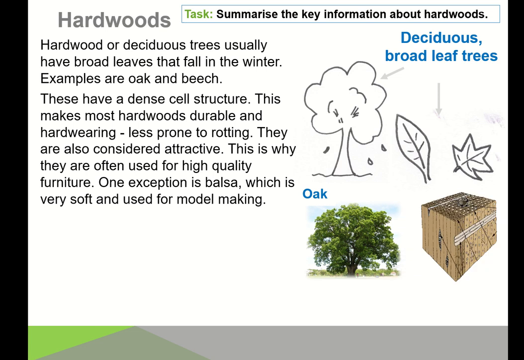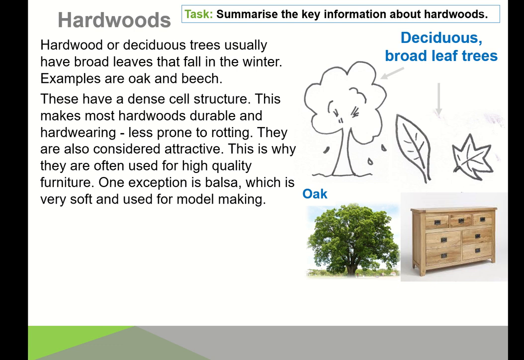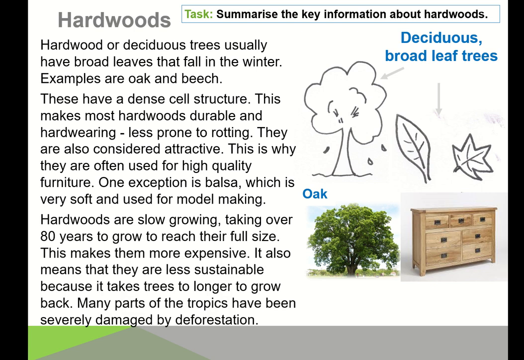Looks like that. This makes them durable and hard-wearing and less prone to rot. They're also considered quite attractive, and this is why they're often used for high-quality furniture. Like that's a unit there. One exception is balsa, which is very soft, and that's used for model making. It's a very soft, lightweight wood, but balsa is still technically a hardwood.